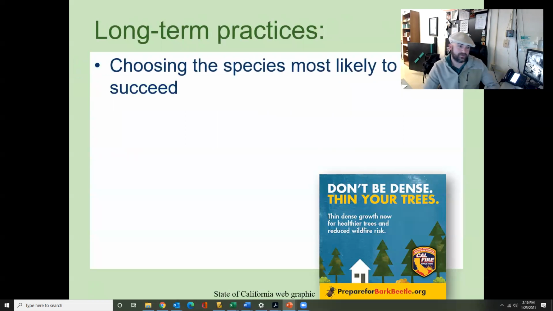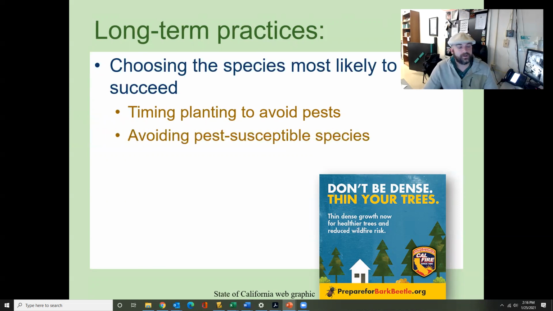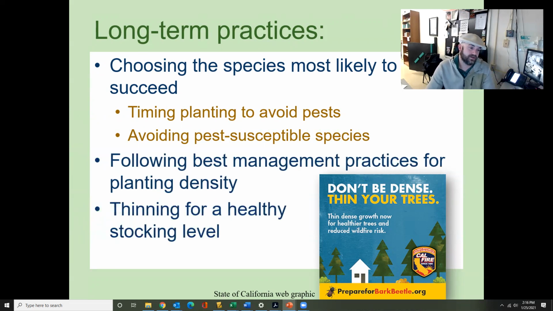So some long-term practices: choosing the species most likely to succeed, timing planting to avoid pests, avoiding pest-susceptible species, following best management practices for planting density, and thinning for a healthy stocking level. So if you have emerald ash borers, you definitely don't want to plant an ash tree.